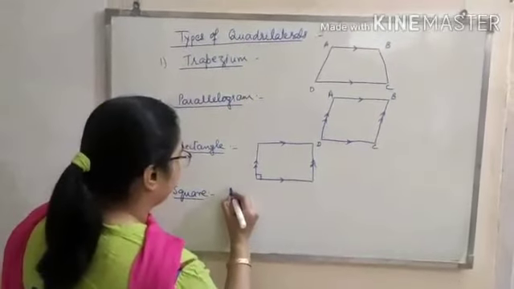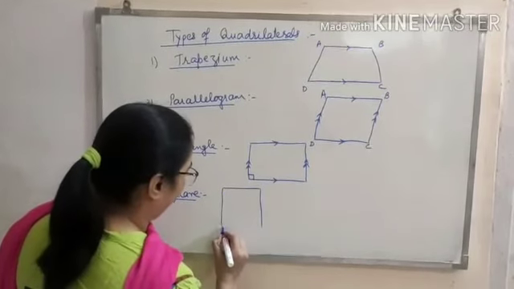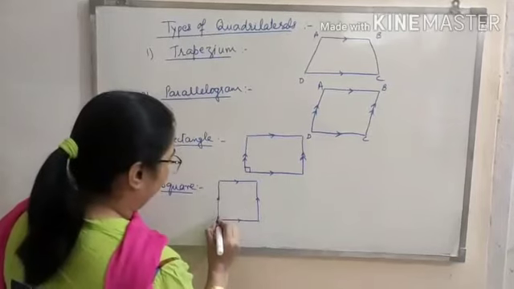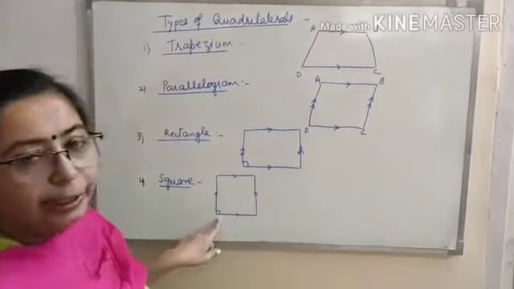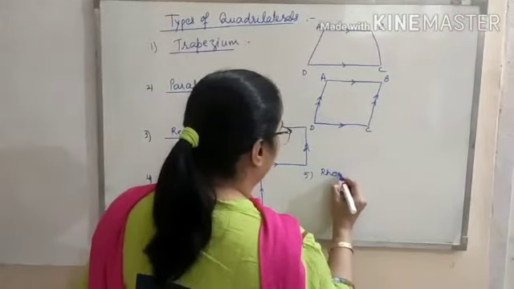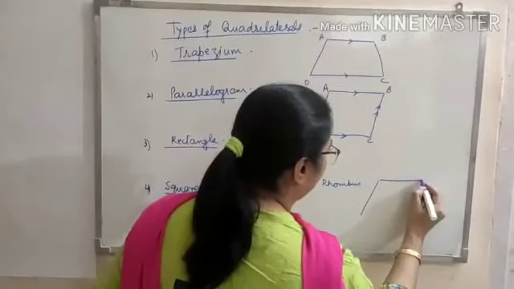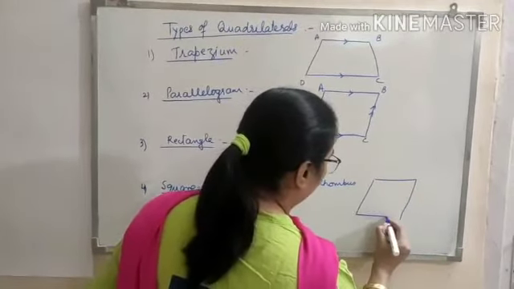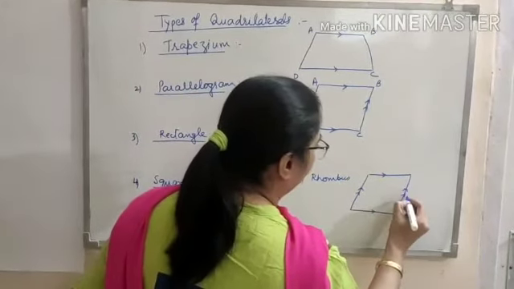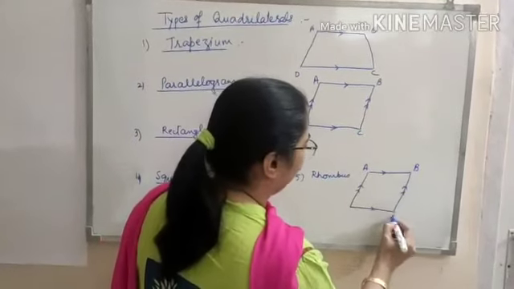Square, this is a square, again with opposite sides parallel and one angle 90 degrees. Then we talk about the rhombus. A rhombus is also a parallelogram. All four sides, opposite sides are parallel. A rhombus is a parallelogram when opposite sides are parallel.